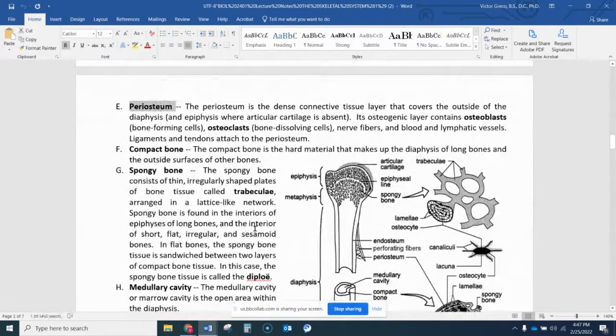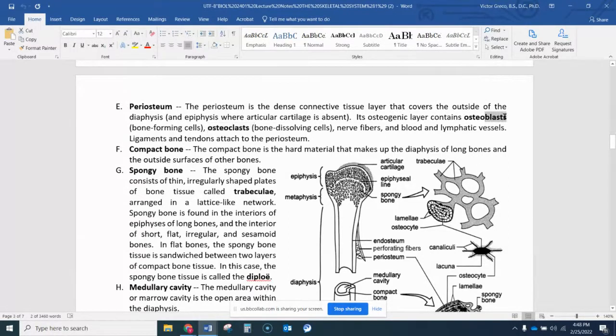Right, the periosteum is that outer lining of bone, and that periosteum is just dense connective tissue. It covers the outer surface of bone completely. It has osteoblasts that build bone and osteoclasts that dissolve bone. So those are two types of bone cells.